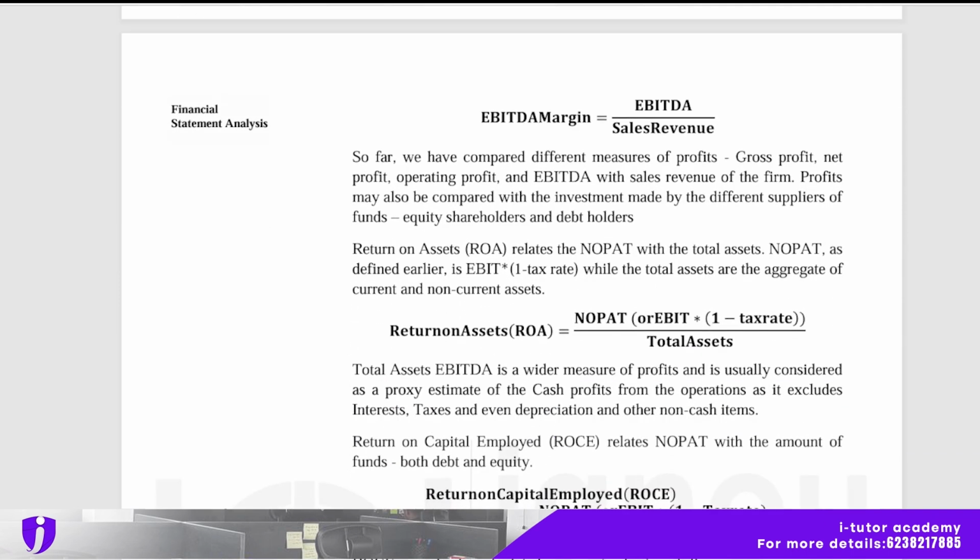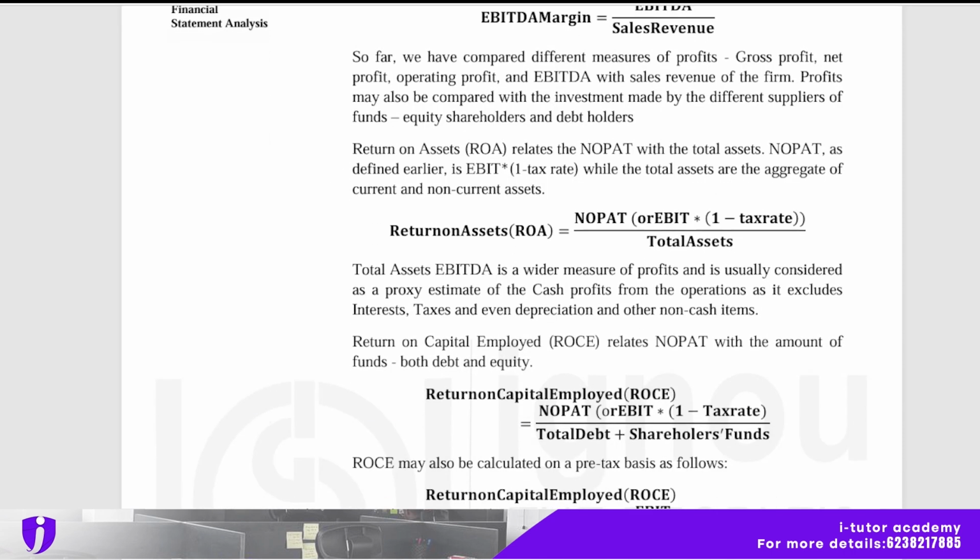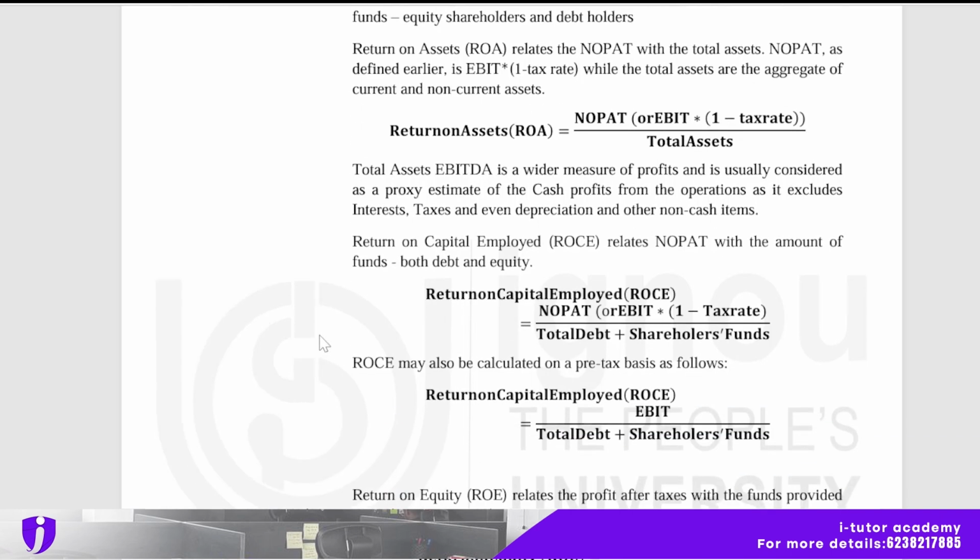So far, we have compared different measures of profit: gross profit, net profit, operating profit, and EBITDA with the sales revenue of the firm. Profit may also be compared with the investment made by the different suppliers of funds, equity shareholders and debt holders. Return on asset relates the NOPAT with the total asset. NOPAT, as I defined earlier, you can just refer to that. And return on asset, that is ROA, is equal to NOPAT divided by total asset. So these are the equations. You should not just memorize them, you should understand them, then you can write in your own words in the term-end examination if a question is asked from this section.